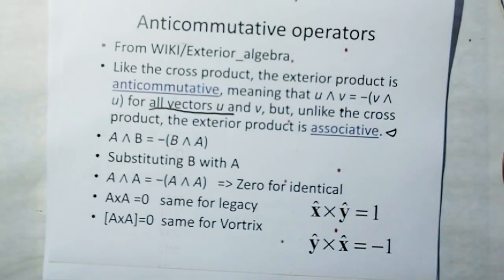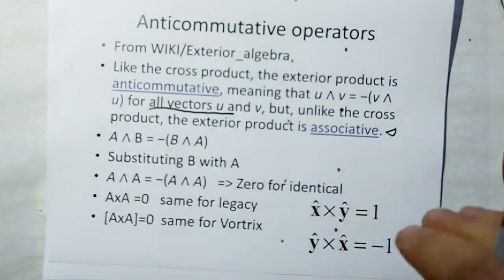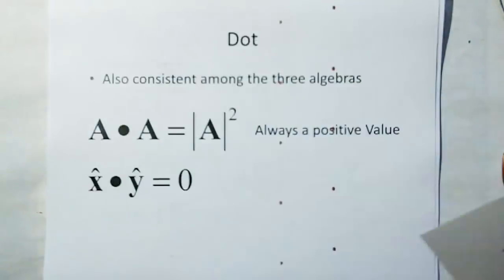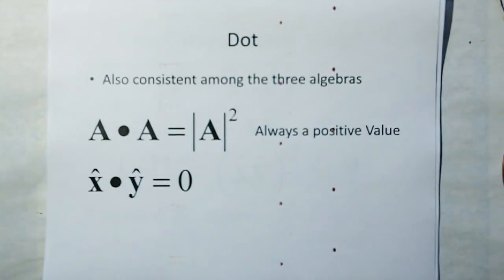They don't go into the higher orders. That's a generation beyond this. This is just the basic deriving of the pseudoscalar, and this is the definition that's in vogue there. So the dot product is also consistent among the three algebras.